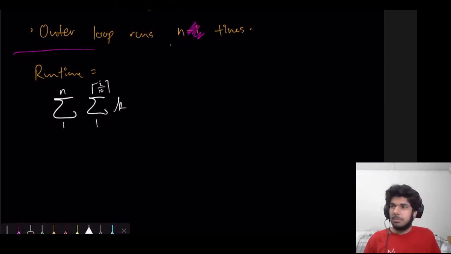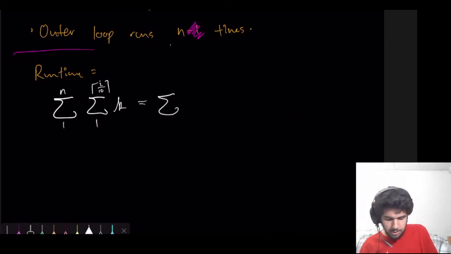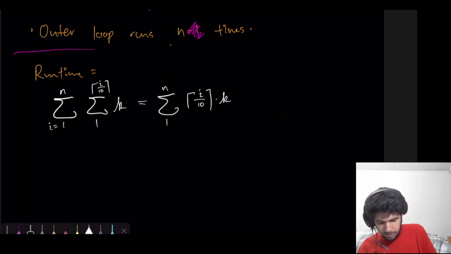And let's just try to simplify this and see what happens. We will see that we can condense the summation over the ceiling of i over 10 into just a multiplication, ceiling of i over 10 times k. I should probably notate these variables.